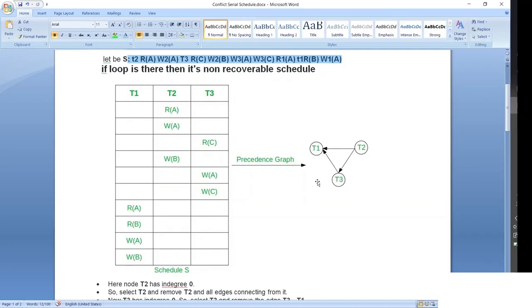Now check whether there is any loop. So there is no loop because T2 to T1 is coming, T2 to T3 is coming, T3 to T1 is coming. From T1 you cannot go anywhere. So there is no loop.